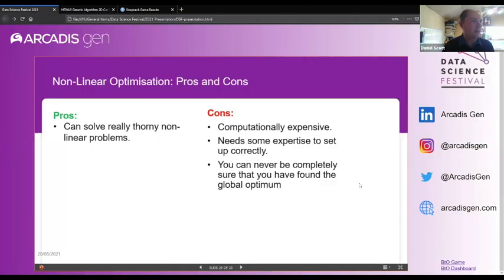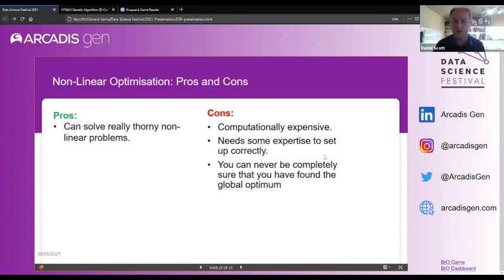Right. Okay. So non-linear optimization then, pros and cons. So the pros: you can solve really, really complex problems with non-linear optimization algorithms. Real world problems are particularly thorny, and non-linear algorithms have some of the capabilities to really get under the skin of that, really find the best possible solution. The downside is, as you've seen, you've got to run them for a long time. You've got to run a lot of generations through them. They are computationally expensive.